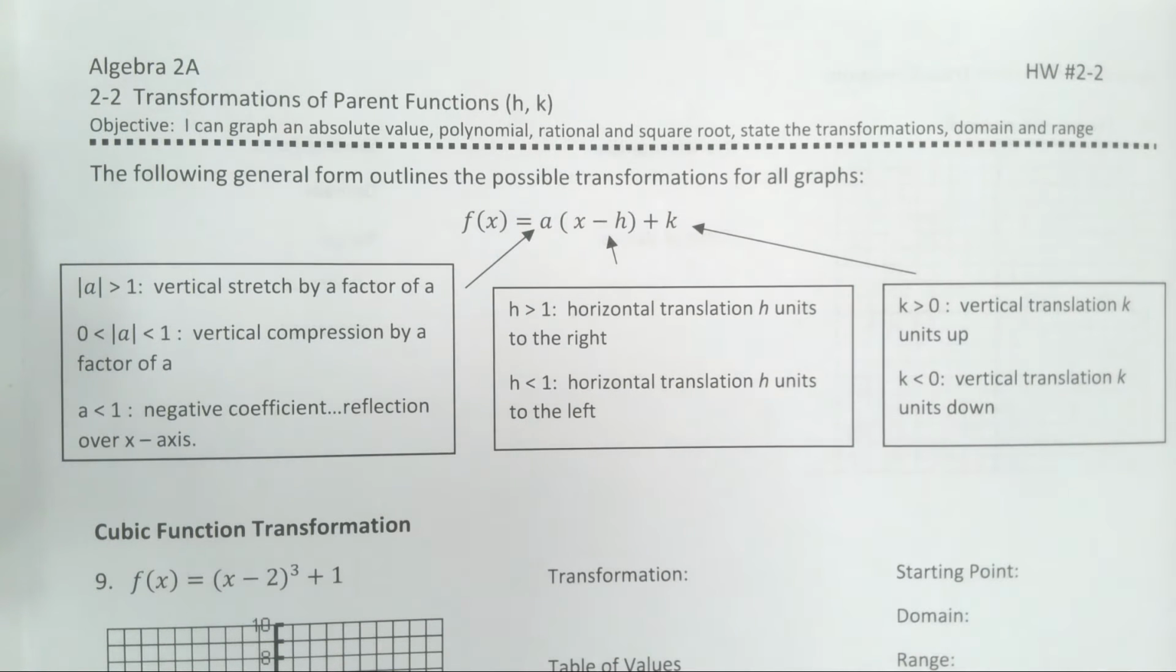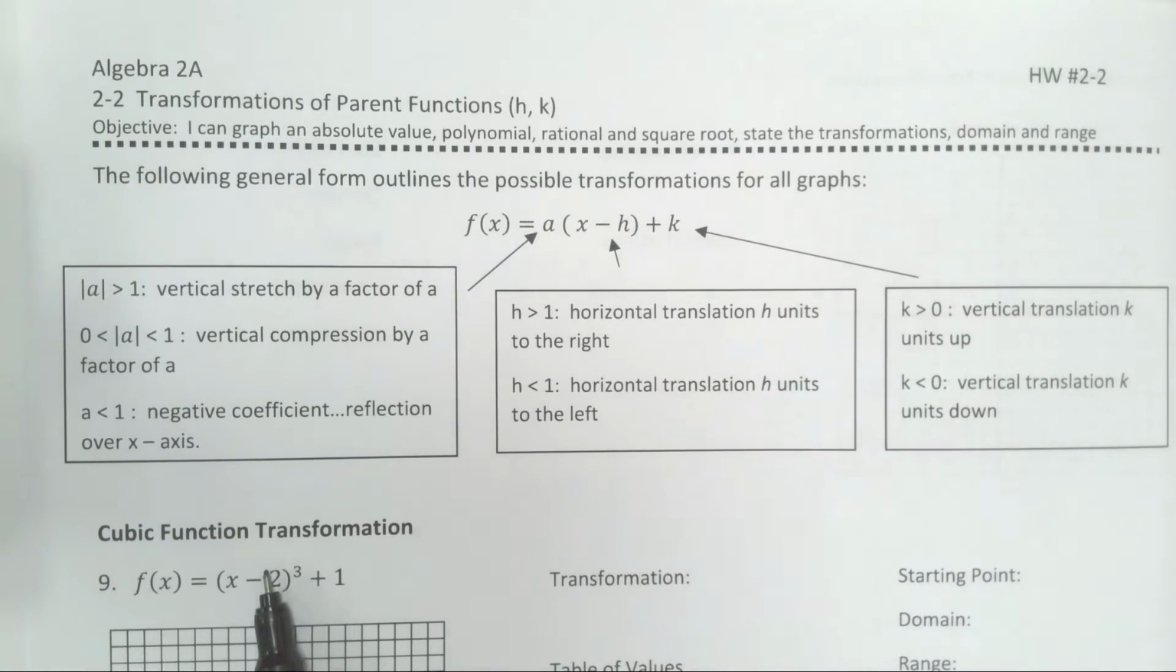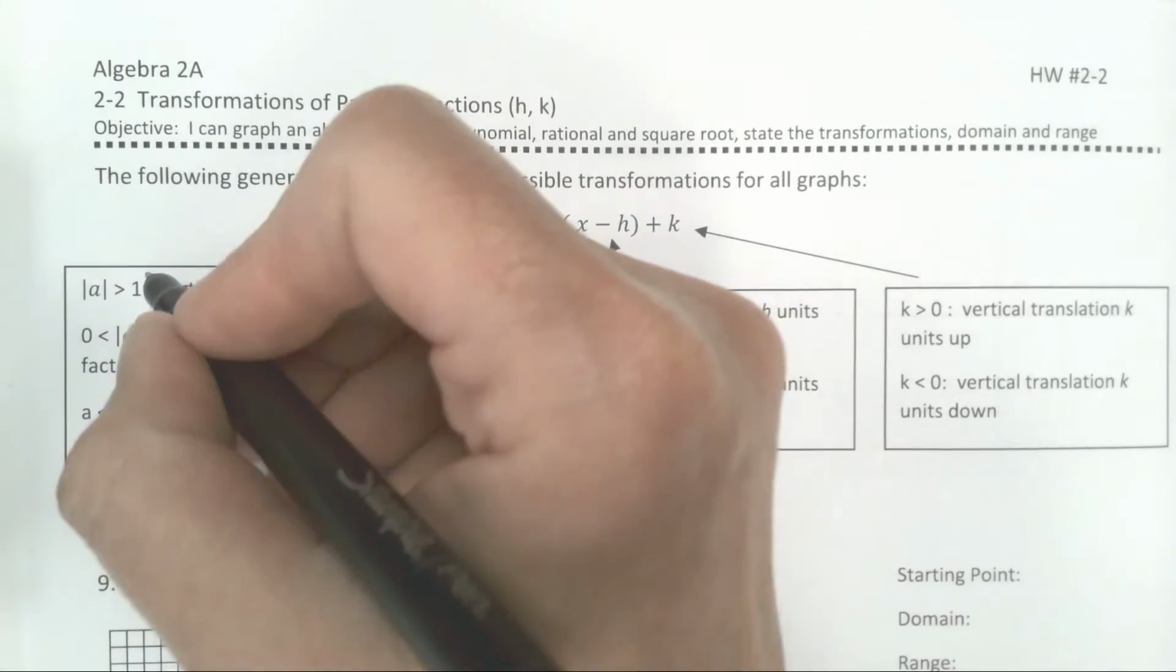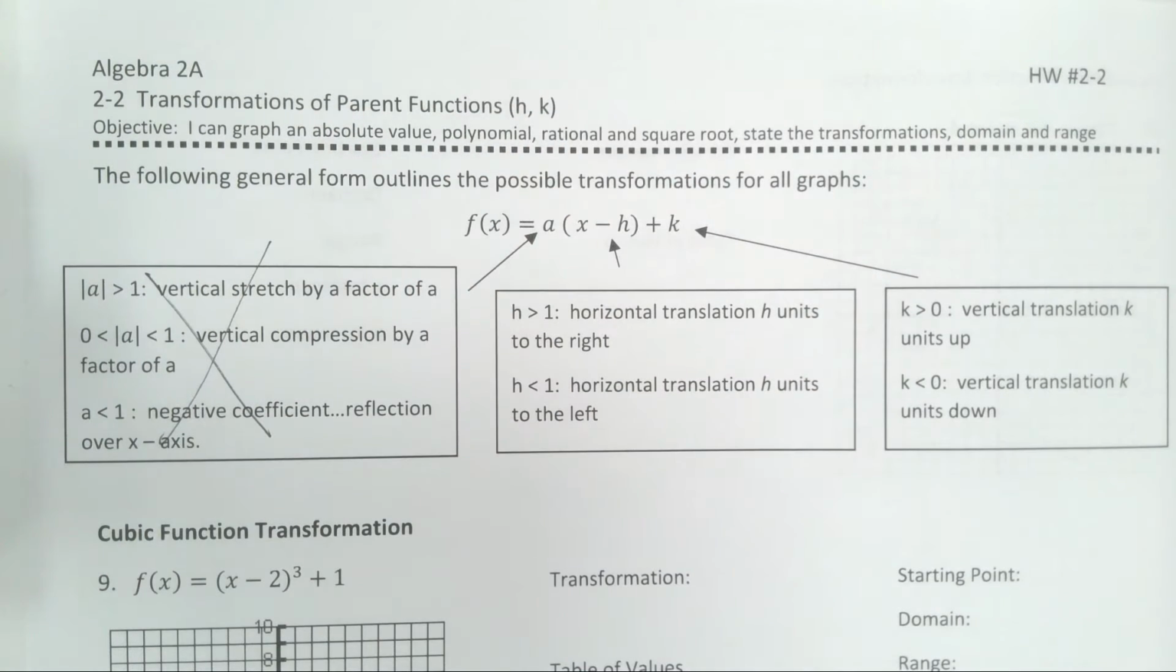Welcome back, Algebra 2. So this is part 2 of how do you transform a function, and in this one we are going to do cubics and square roots. So I have my general form. A we are not worrying about today.